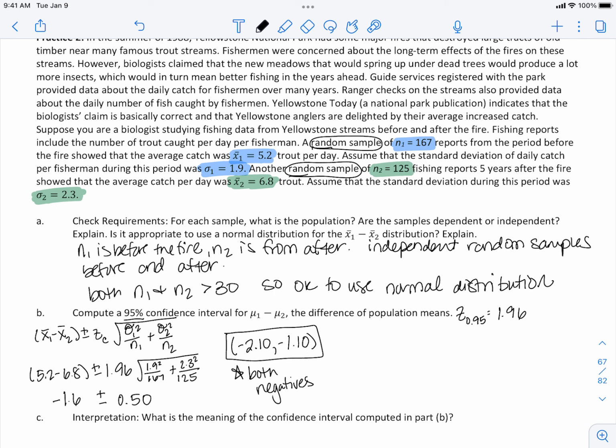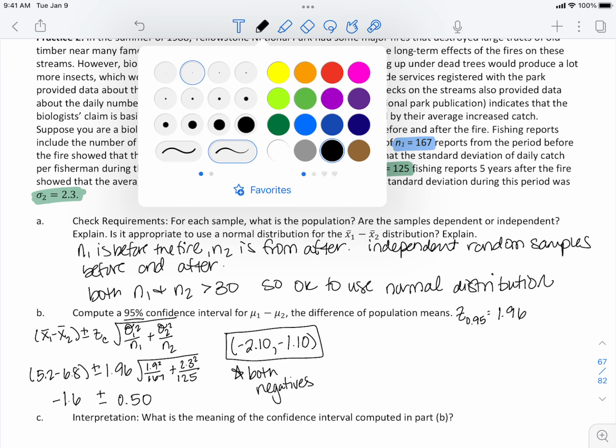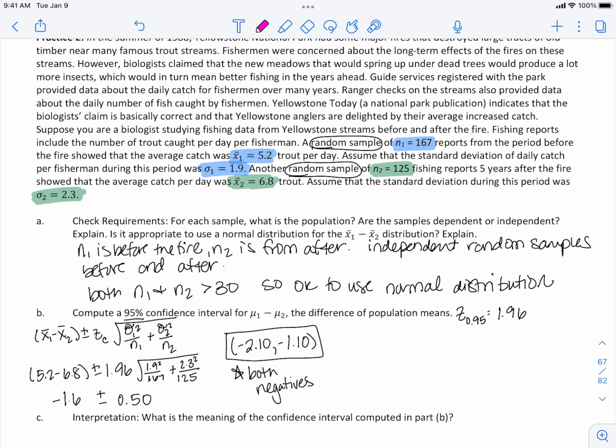I also want to go over how to do this in the calculator. So if you're doing this in the calculator, we're going to go to the menu where we go Stat, Tests, and we're going to go down to number 9, which is the 2 sample Z interval. So again, it's number 9, the 2 sample Z interval.